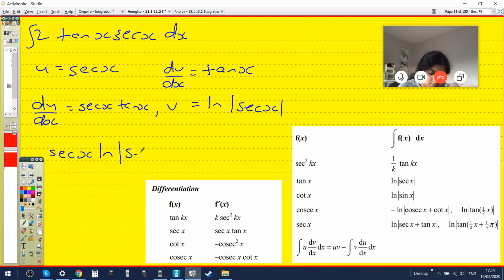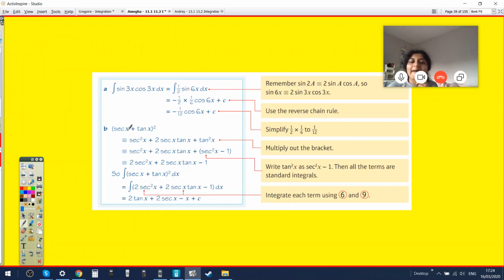Oh. Sec x ln sec x. So that's like du. Nope. That's going to just get more complicated, isn't it? The derivative of ln. Yeah. But oh, why? Okay. They expanded it. Sec squared x. Oh. Yeah, that's fine. 2 sec squared x plus 2 sec x minus 1, sure. So they just integrate that.